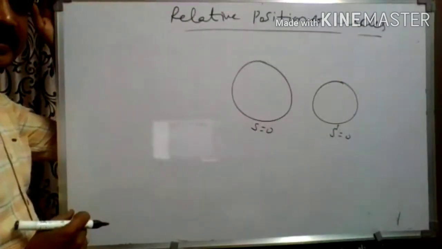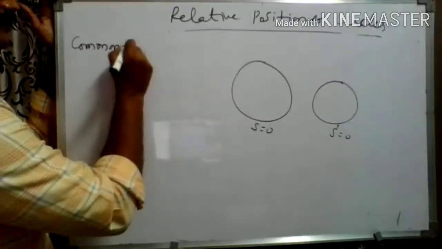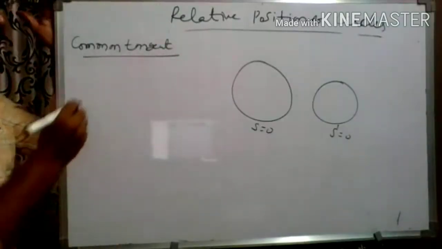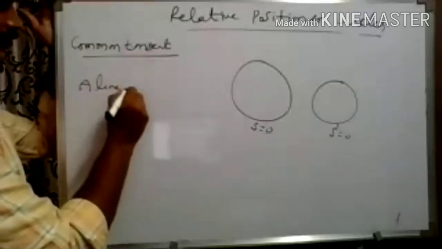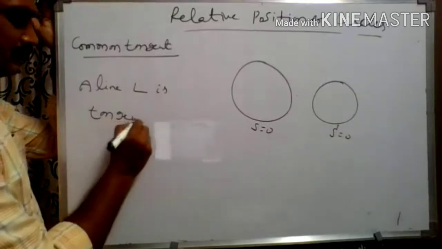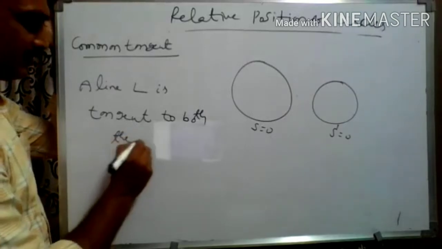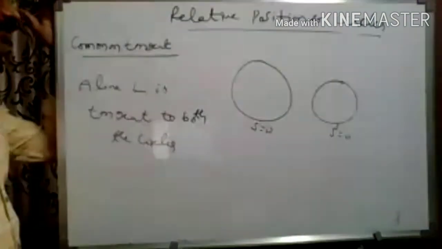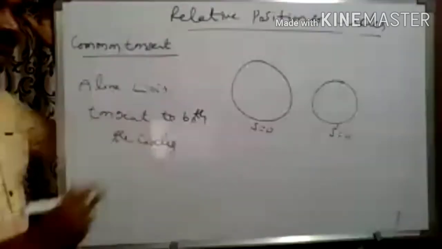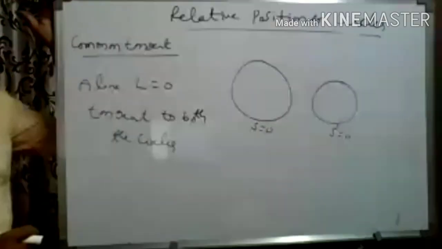First, what is a common tangent? A line L is tangent to both the circles. Students, common tangent means a line L equal to 0 is tangent to both the circles.